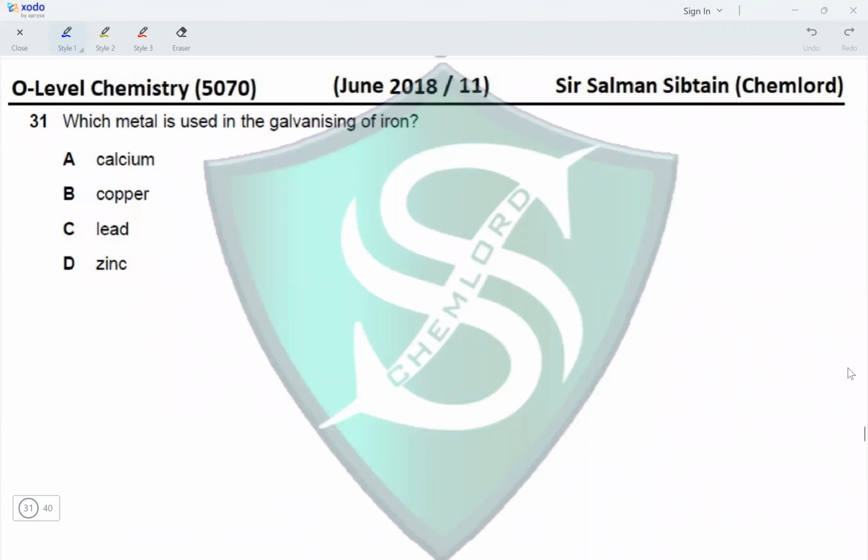Hi guys, this is O-Level Chemistry, paper 11, June 2018, question 31. Which metal is used in the galvanizing of iron? This is a question that requires recall from memory, and the galvanizing process includes zinc. So, zinc should coat iron. Therefore, option D is the correct option for this question.